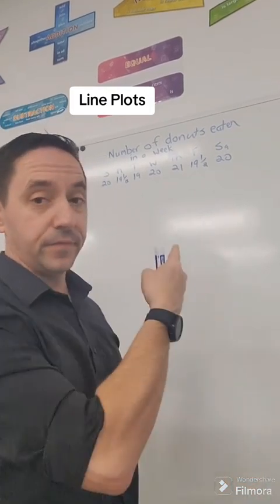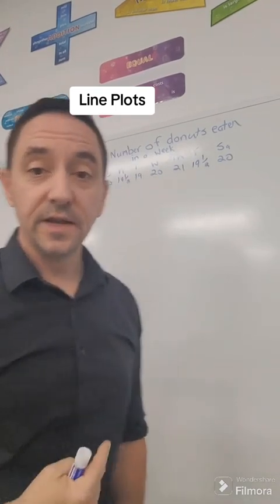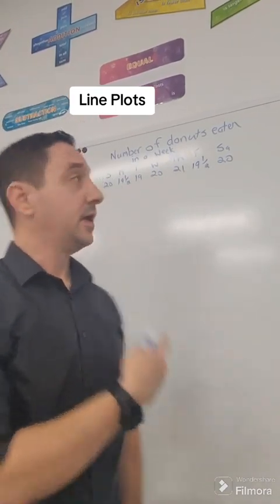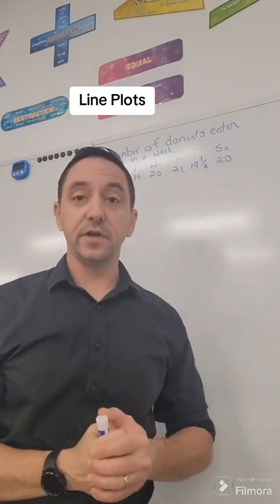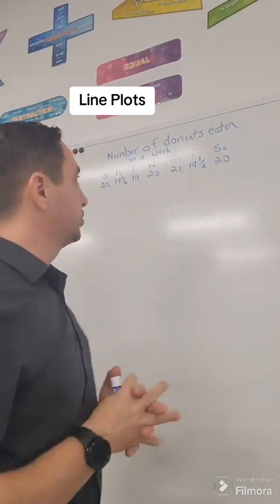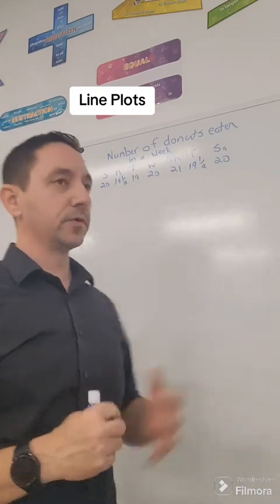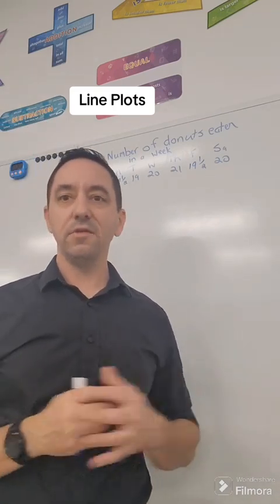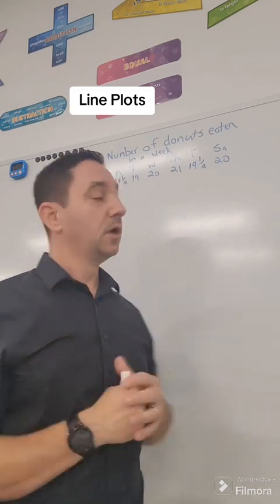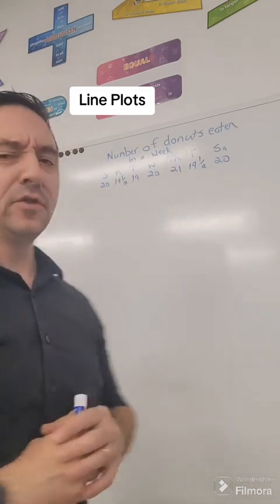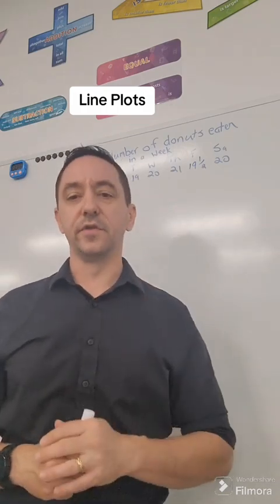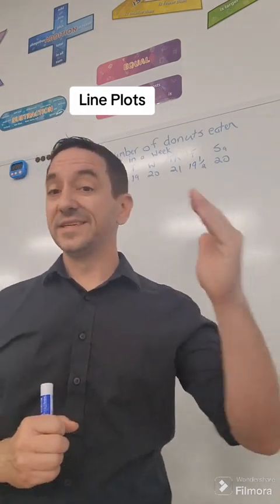With that, I need a set of data, which I have right here. Now, this set of data is the number of donuts eaten in a week. And we're just going to assume that these donuts were eaten by any random hypothetical teacher. Okay? Taking a look at my data, the first thing I'm going to do when I want to organize it is organize it from least to greatest.